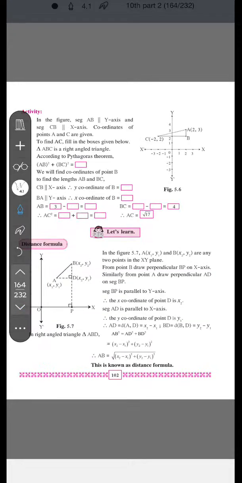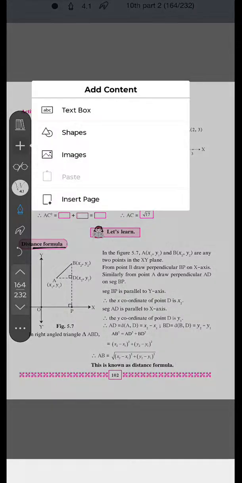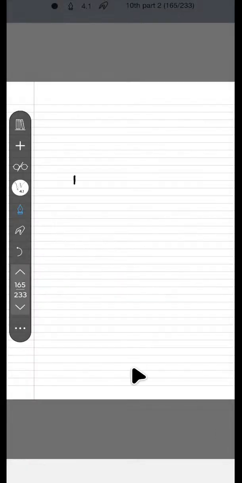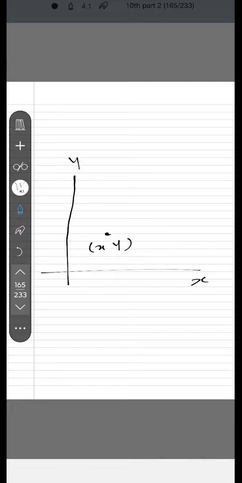Okay, so here is the term. What is it? A distance formula. What is a distance formula? See, if you observe, any two points are there. Here I have the x-axis and the second is the y-axis. Here is a point, it represents x, y. Another point is there and it also says x and y. So now they are the same, but they are at different points.